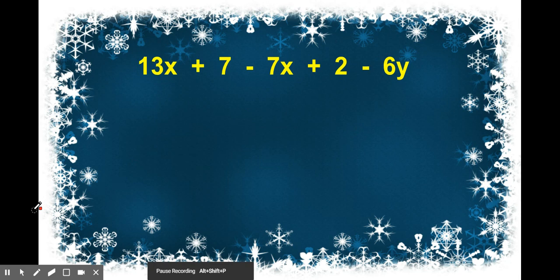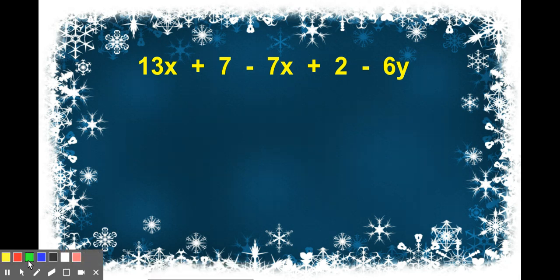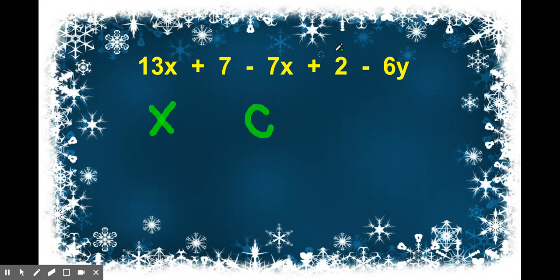This is the same problem that you were looking at before. I'm just going to show you another strategy for doing this. Next year, you will see this strategy a lot with Miss Virgil. She really enjoys using the T-charts. So the way the T-charts works is I say, okay, what type of terms do I have here? Well, I have an x, I have constants, and I have a y.